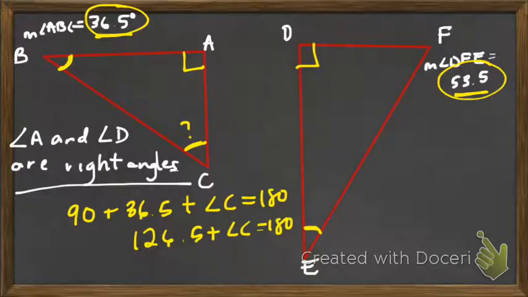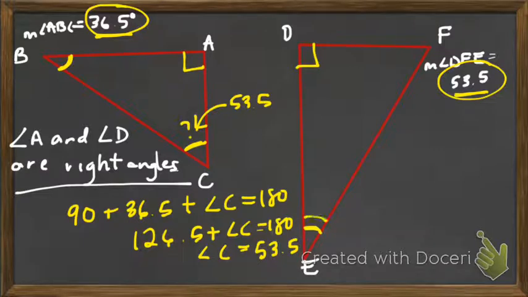Subtract 126.5 from both sides. You find out the angle C is actually equal to 53.5. So this angle right here is equal to 53.5. So if that's equal to 53.5 and angle E is equal to 53.5, you now know that these two angles are congruent.